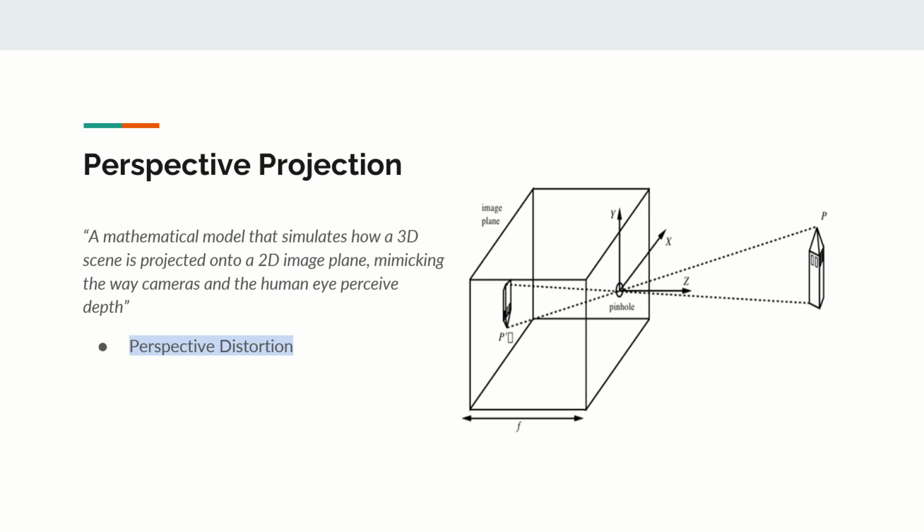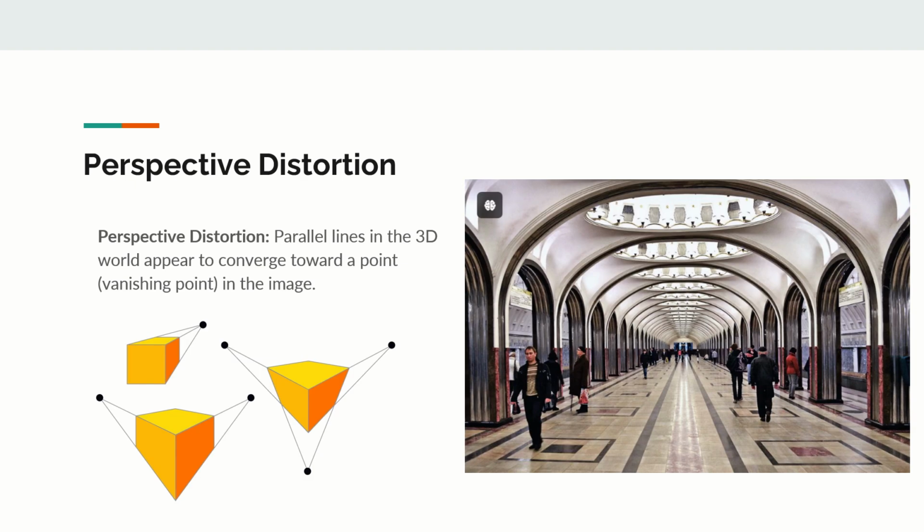Perspective projection is the corresponding mathematical representation of the pinhole camera. It simulates the way how camera and human eye perceive depth mathematically. One important concept related with the perspective projection is perspective distortion. In real world, parallel lines seem to converge to a point called vanishing point as lines travel away from the camera. The effect is called perspective distortion.